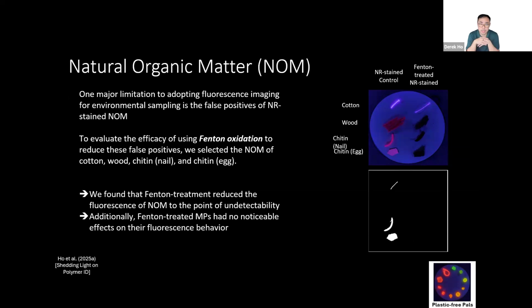As I said before, natural organic matter is a bane of fluorescence imaging. However, by using Fenton oxidation, we're able to actually quench the fluorescence of wood and chitin, and even lower the fluorescence of cotton, without degrading the plastics. This was found to be the case because Fenton oxidation has an iron catalyst mixed with hydrogen peroxide. This iron catalyst could bind to all these natural organic materials, effectively quenching their fluorescence.